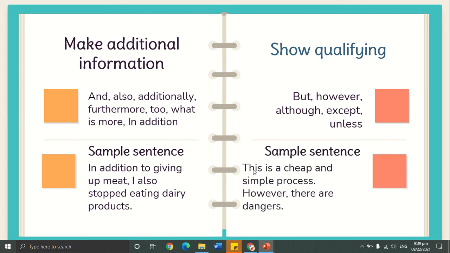Let's see this one. This is a cheap and simple process. However, there are dangers. If we look at this one, the first sentence, this is a cheap and simple process. Sounds positive kasi technically makakatipid ka. But the downside of, let's say, cheap processes is that sometimes they skip safety measures. So, yun yung negative side ng isang cheap na proseso or cheap, let's say, na makinarya, if we can say that.